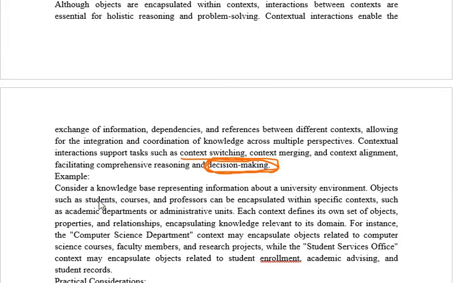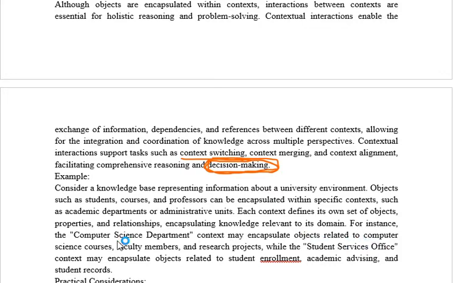So students will have some set of objects, their properties and relationships, and so will the courses and the professors. Each object will have a different set of properties and relationships among them, encapsulating the knowledge relevant to its domain. So what is the relevant domain, or what is the relevant information they will be taking? For instance, let's take the computer science department. A context may encapsulate an object related to the computer science course.